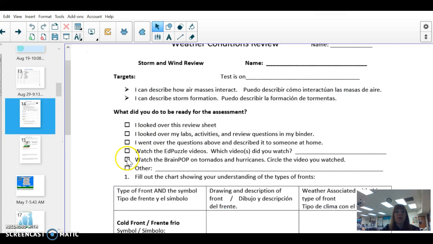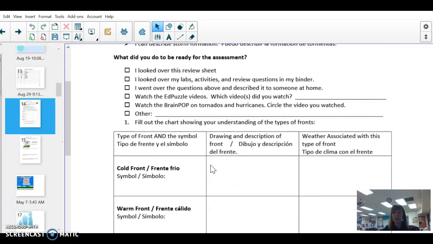Okay. Then if you go into BrainPop, there's also an additional video on tornadoes and one on hurricanes. So feel free to also watch those. It's up to you whether you want to take the quiz or not. I always think it's good practice, but you can decide. Okay, but you'll have to search it. I did not officially assign it.